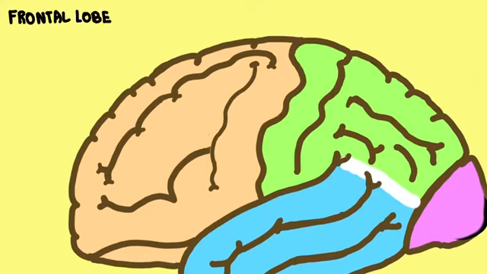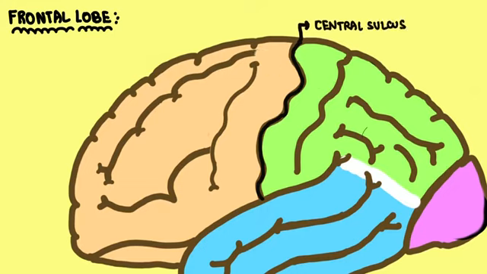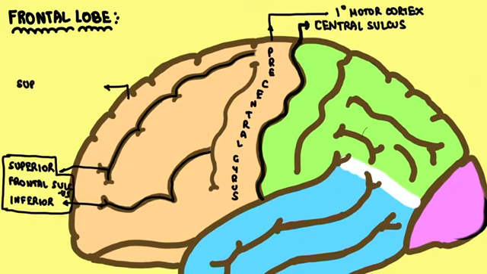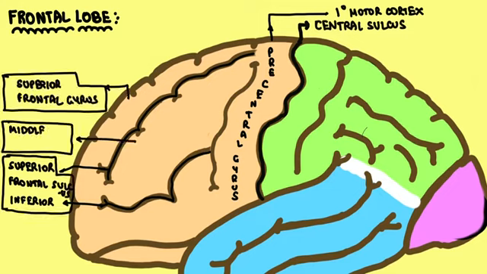This is the lateral surface of the brain. This is the major sulcus, central sulcus. The gyrus anterior to it is the precentral gyrus, which is the primary motor cortex, which is responsible for carrying out the motor functions. And there are two sulci, superior and inferior frontal sulci, dividing the frontal lobe into three gyri: superior, middle, and inferior frontal gyrus.